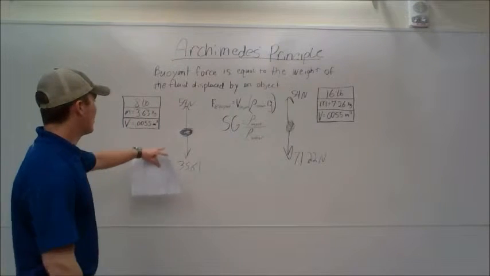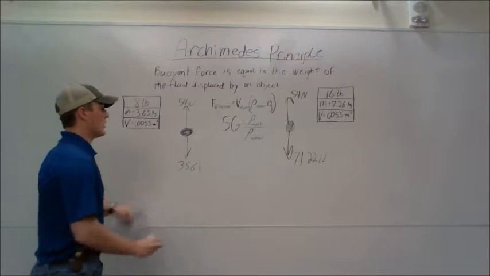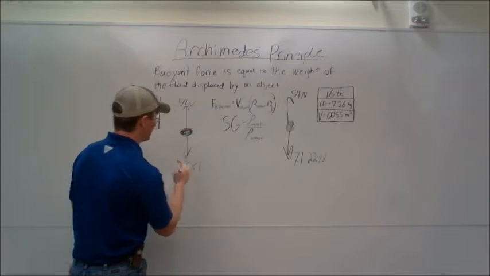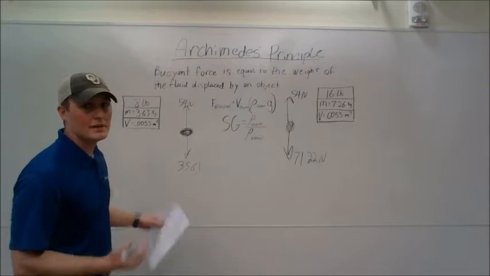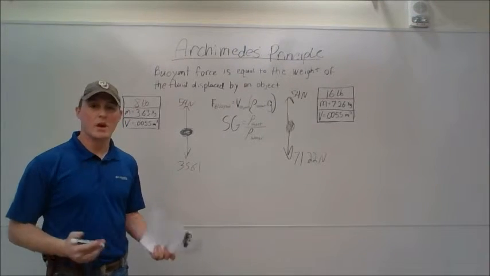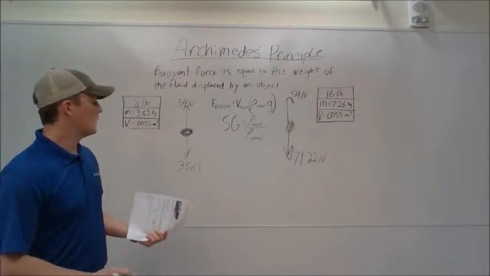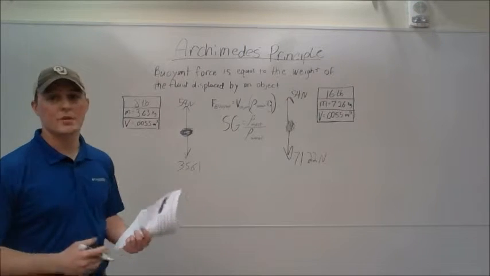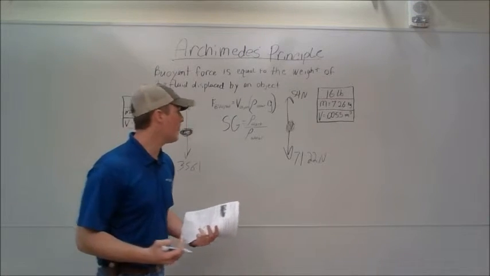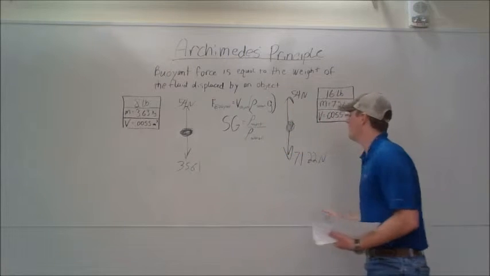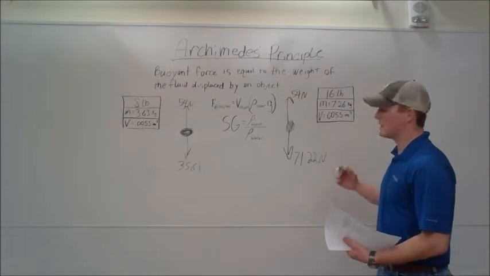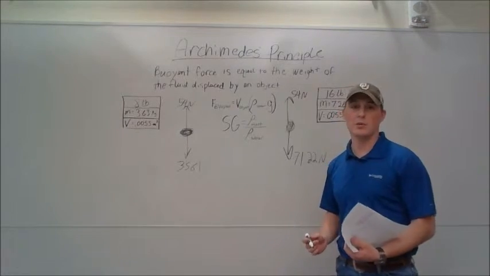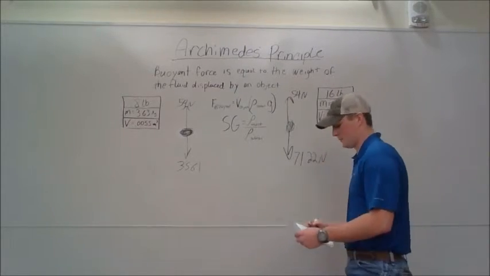Now you'll see for the 8-pound bowling ball, the buoyant force acting upward is greater than the force due to the weight of the bowling ball. What that tells us is that the object's going to float. The weight of the water overcomes the weight of the ball, and the ball floats. However, for the 16-pound bowling ball, the force acting downward due to the weight of the ball exceeds that of the buoyant force acting upward, and the ball is going to sink.